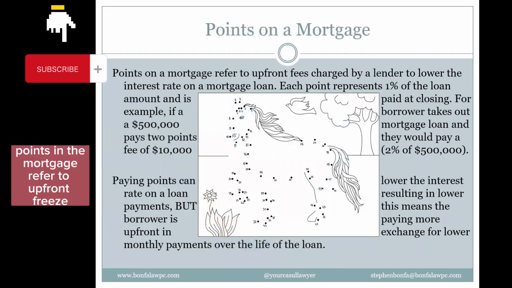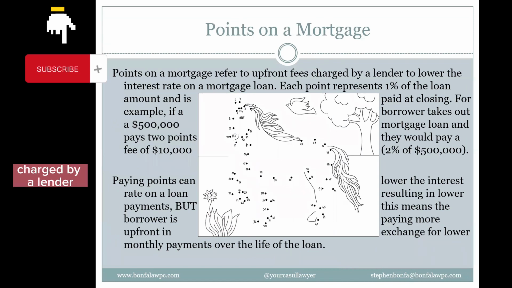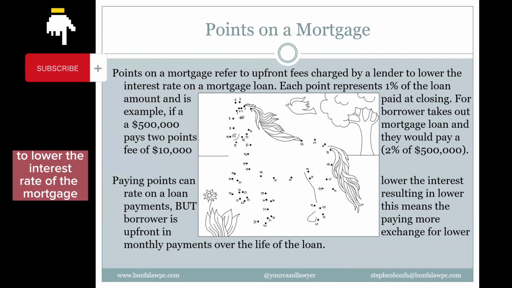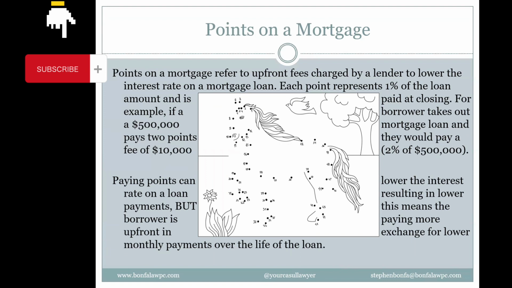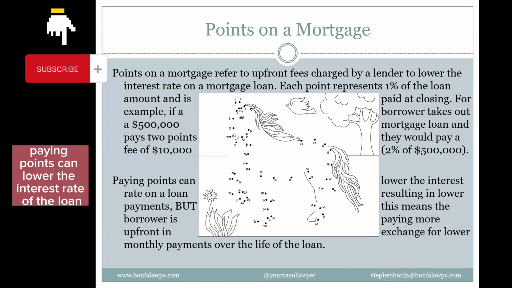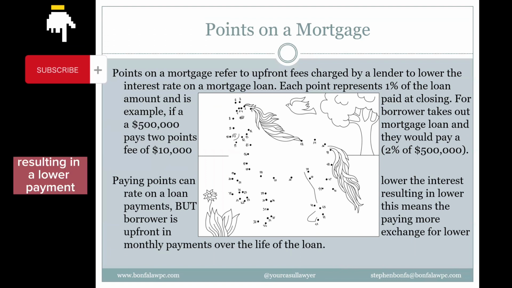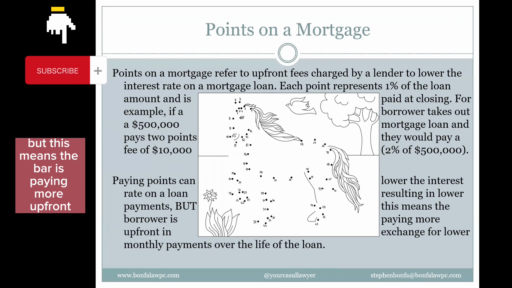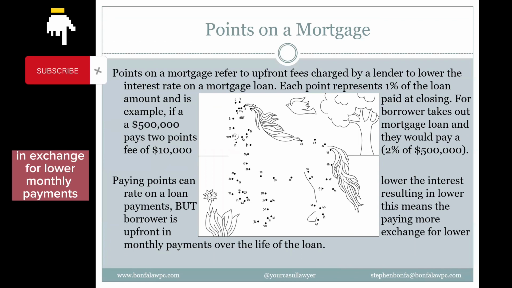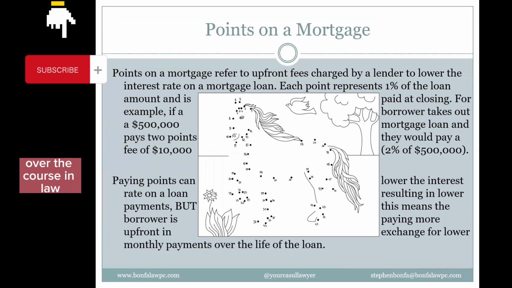Points on the mortgage. Points on the mortgage refer to upfront fees charged by a lender to lower the interest rate on a mortgage. Paying points can lower the interest rate on a loan, resulting in a lower payment, but this means the borrower is paying more upfront in exchange for lower monthly payments over the course of the loan.